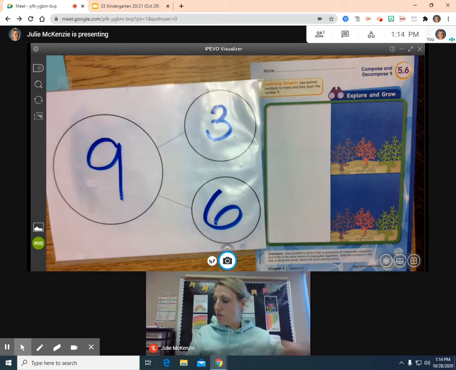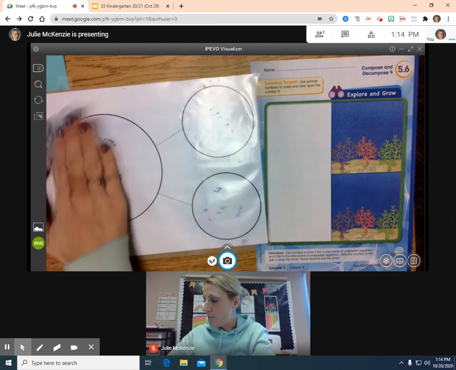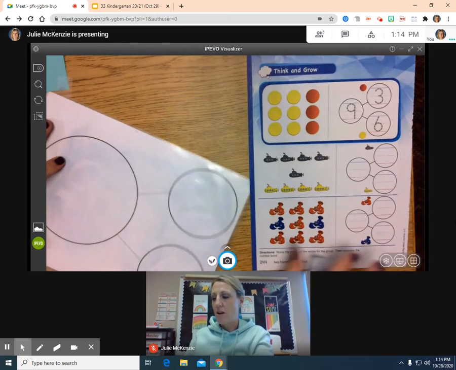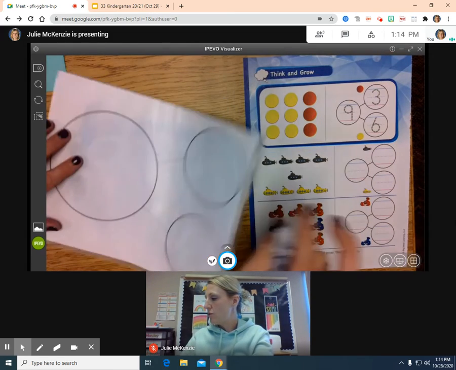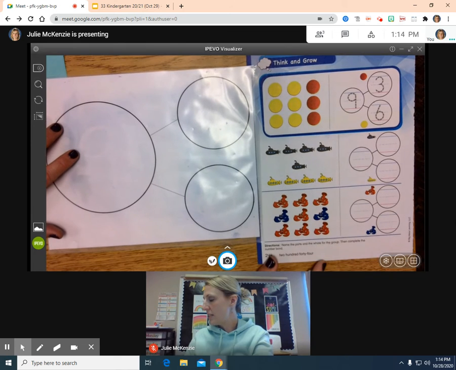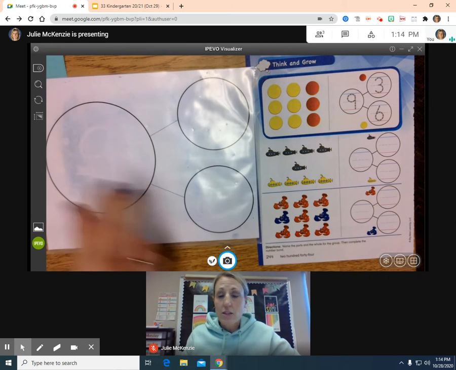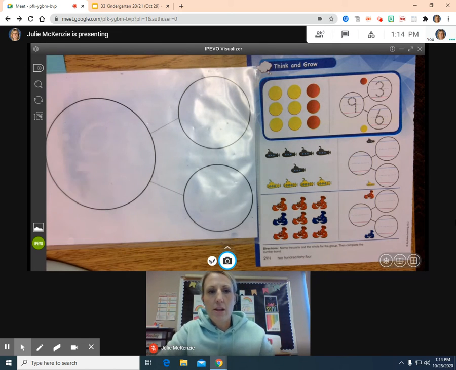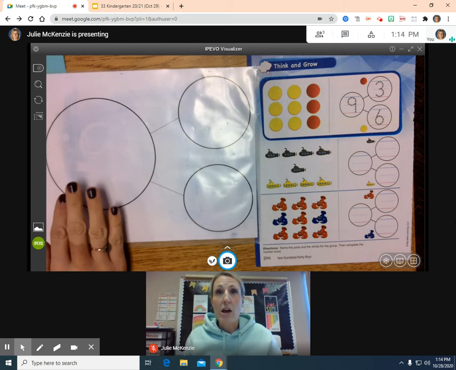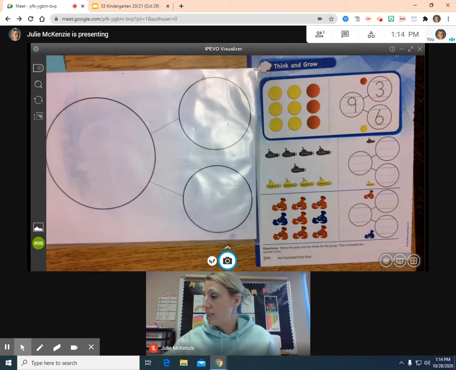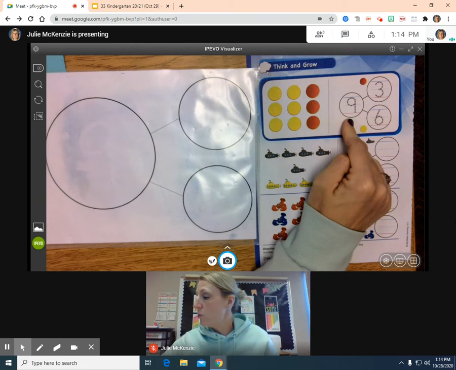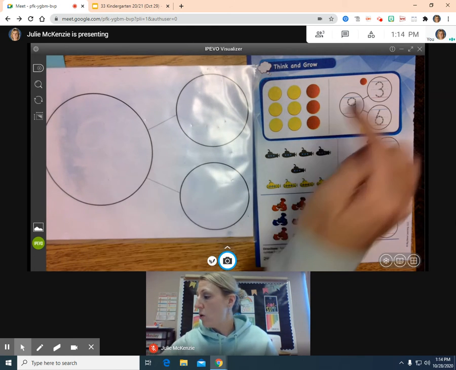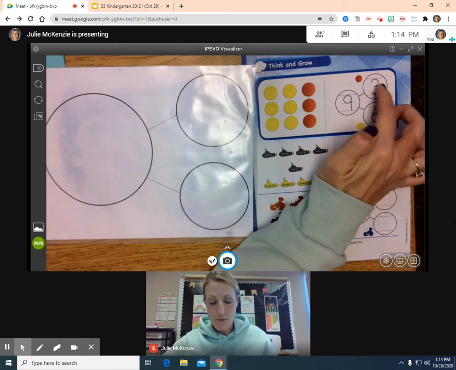Okay, let's do some of this together now. Please open your books to page 244. Page 244. It looks like this. And let's go ahead and take a look at the sample. Now, remember, we always have to start by figuring out what direction is the number bond facing. So if we look at this one, we can see that the number bond is facing the same way as mine. The whole group is here, and these are the parts.